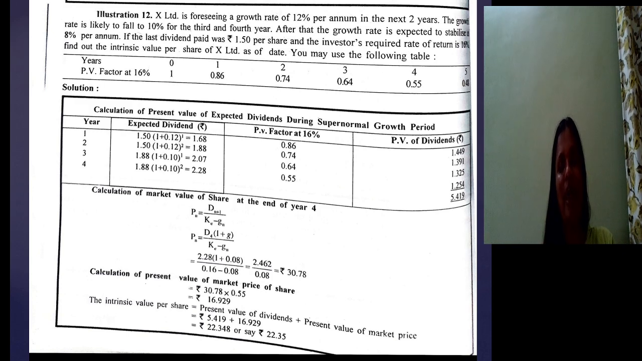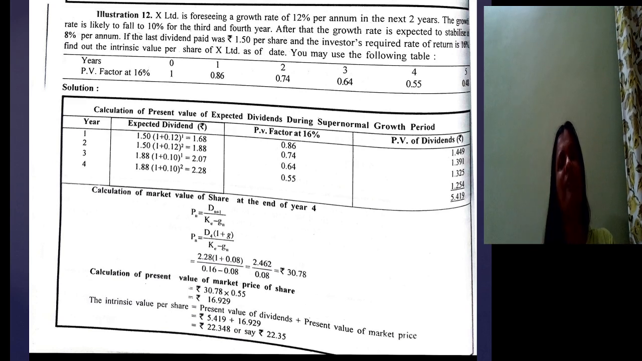So, intrinsic value is 22.35. What is intrinsic value? It is sum of present value of dividend and present value of market price. How did we calculate present value? It is there in the table. Just look at that. Then we calculated market price at the end of 4th year, which is equal to dividend at the end of 4th year. At the end of 4th year means at the beginning of 5th year. Dividend at the end of the 4th year is P0 into (1 plus G), G after the 4th year is 8%, divided by KE minus G.